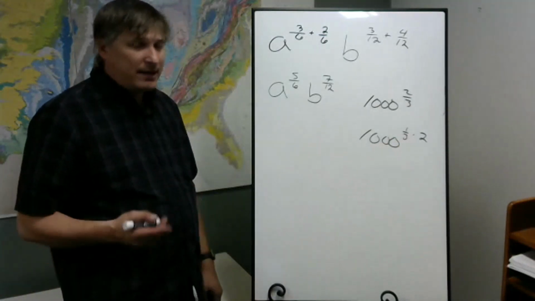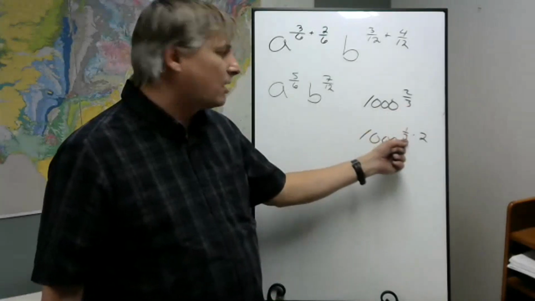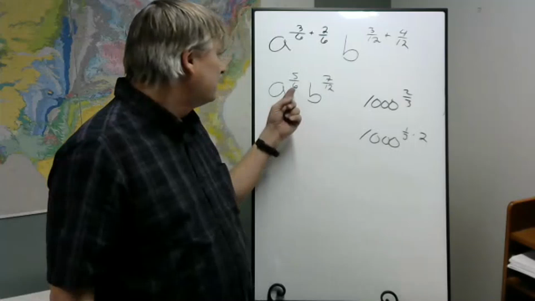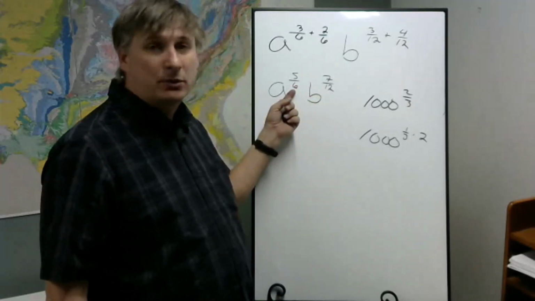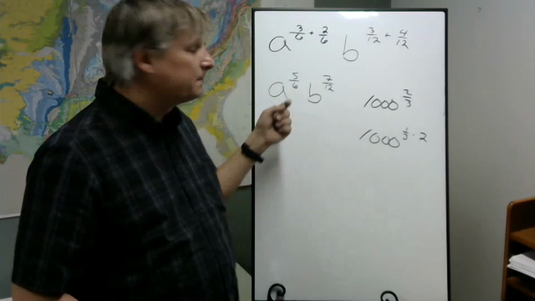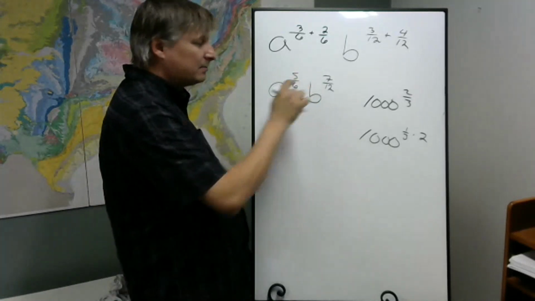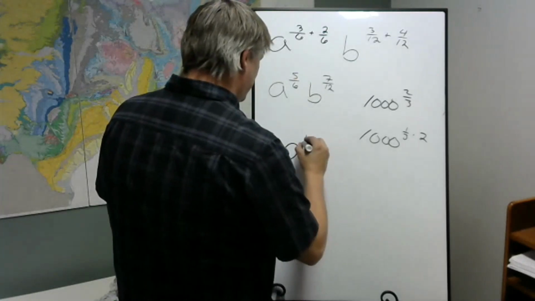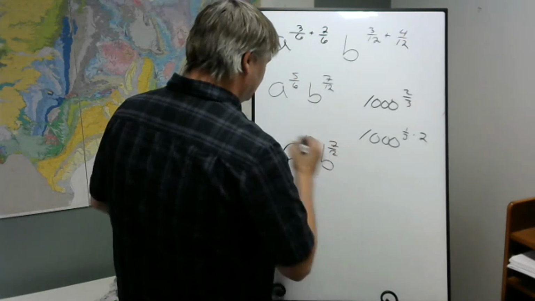Now, the problem we have here is that we see the root in the denominator. So if we want to extract a common root, we need to have a common denominator. Now we can make this into a 12 if we multiply by 2. So that's what we're going to do. Multiply top and bottom by 2. We'll get a to the 10 over 12, b to the 7 over 12.